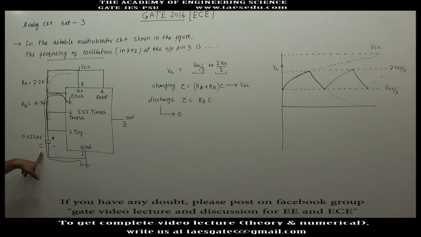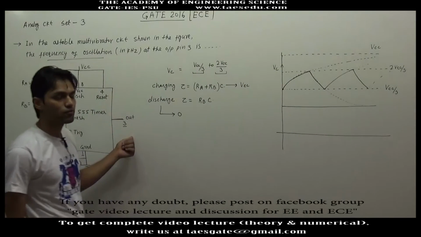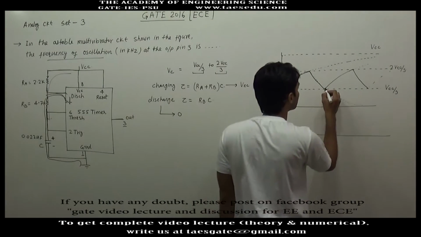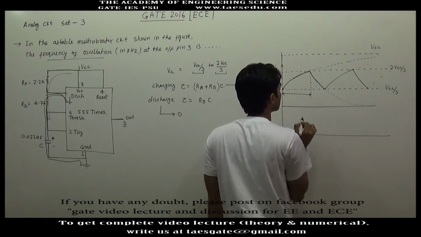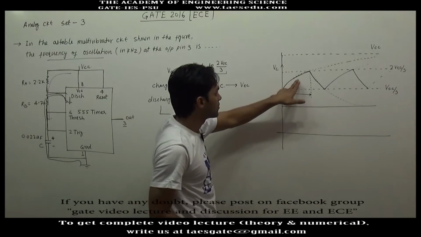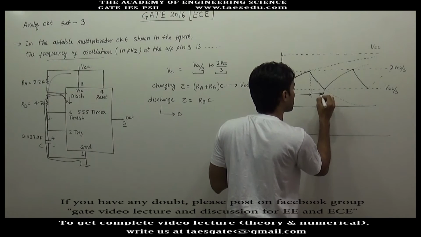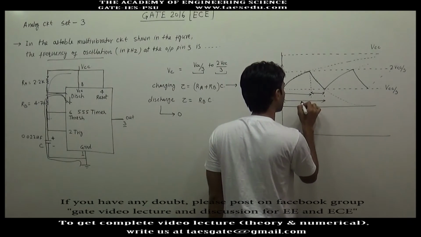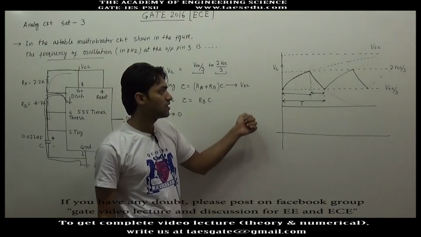When the charging of capacitor happens, output voltage will be high. When it discharges, output voltage will be low. So the frequency of output voltage at pin 3 will be equal to the frequency of capacitor voltage. The charging time constant is RA plus RB into C. Charging time constant is high, so the charging will be slow. Discharging time constant is low, so the discharging will be fast. Charging plus discharging time will give you the time period of oscillation of capacitor voltage, and 1 by time period will be the frequency of oscillation.